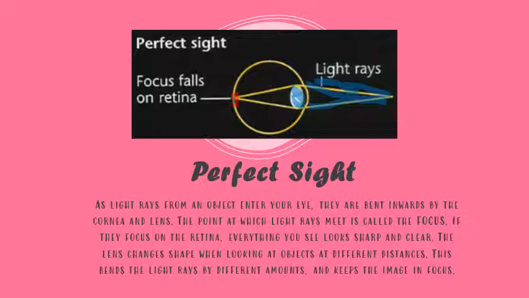As light rays from an object enter your eye, they are bent inwards by the cornea and the lens. The point at which the light meets is called the focus. If they focus on the retina, everything you see looks sharp and clear. The lens changes shape when looking at objects at different distances. This bends the light rays by different amounts and keeps the image in focus.